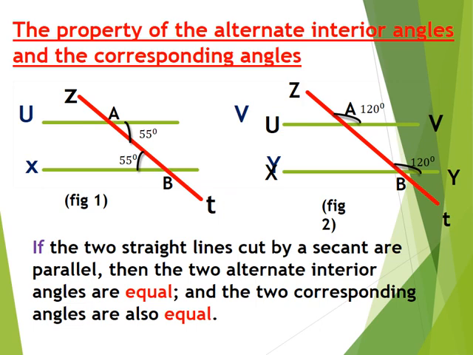So two conditions. The first condition is that the two angles have a relationship between them, either alternate interior angles or corresponding angles, and the second condition is that the two straight lines are parallel. In figure 2, the two corresponding angles are also equal, and in this case they are equal to 120 degrees. They are equal because firstly they are corresponding angles, as we said, and secondly because the two straight lines are parallel.